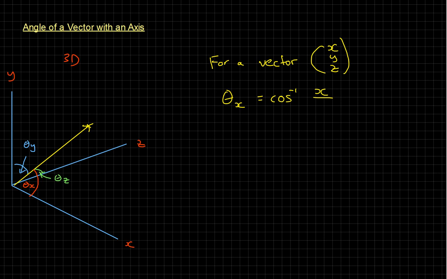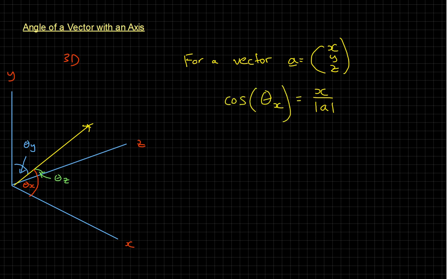In fact, let's give the whole vector a name just to make this a little more concise. So let's call the whole vector A. For a vector A, which is defined as x, y, z, theta x equals cos inverse of x divided by its magnitude, so that's magnitude of A. And this is more neatly written as cos theta x equals this. You can see how applying cos inverse to both sides will give you the actual value of theta x.